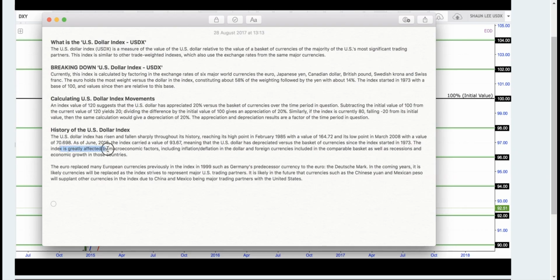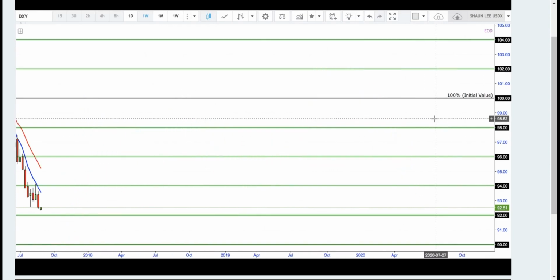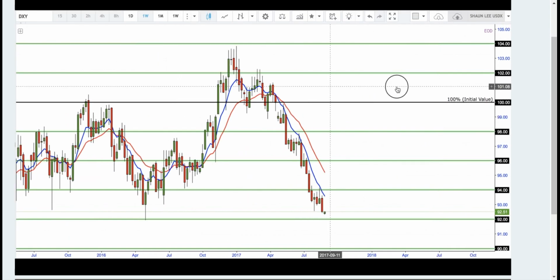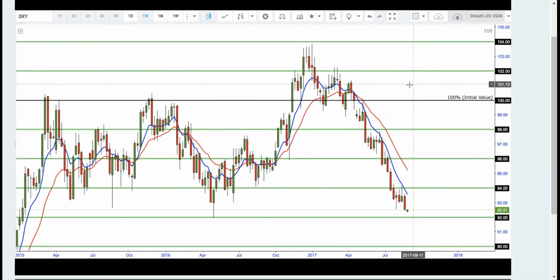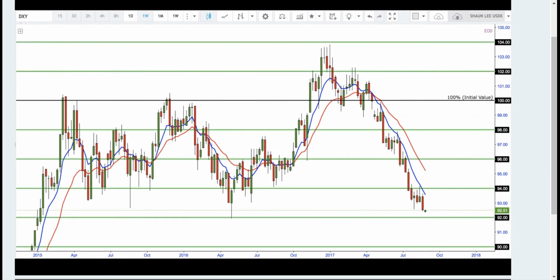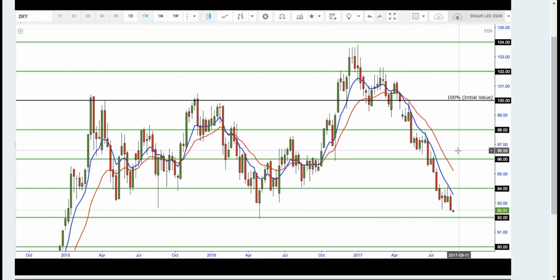The index is greatly affected by macroeconomic factors, mainly inflation or deflation in the dollar and foreign currencies that include the comparable basket, as well as recessions and economic growth. So every currency has its own index, pound index, yen index, and so forth. It's mainly affected and impacted by inflation, quantitative easing as well, the printing of money into circulation, and that's what's going to move this thing the most.